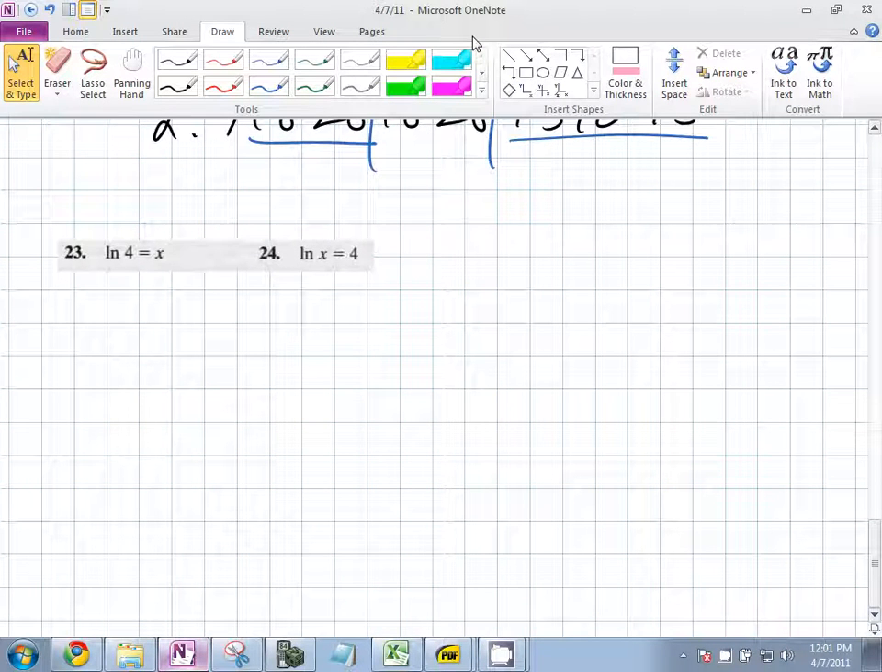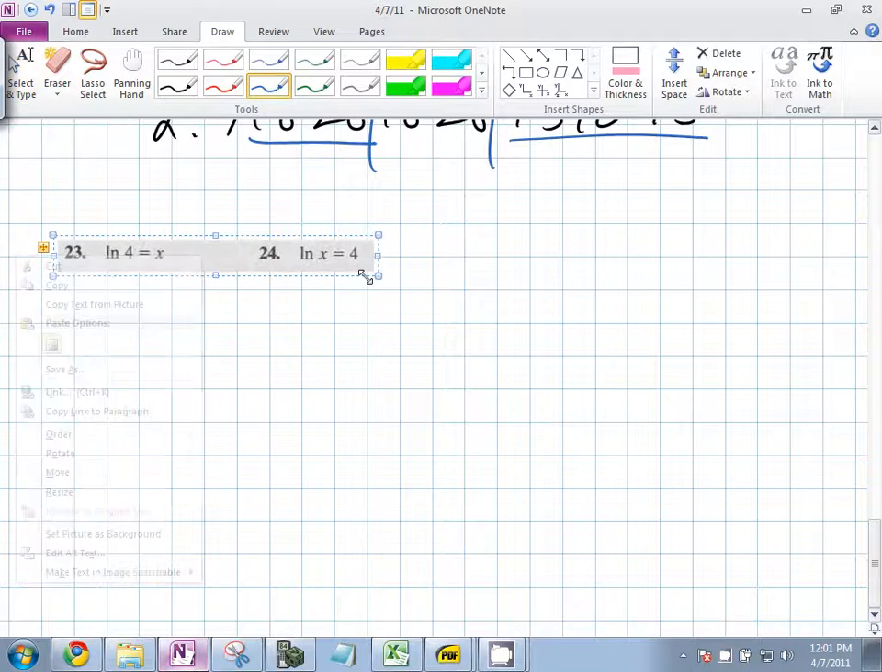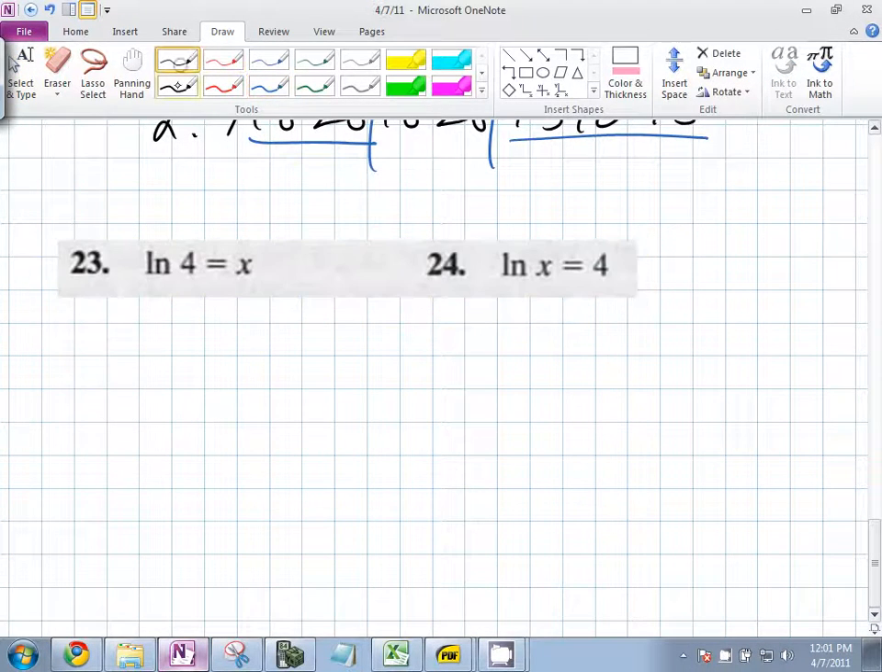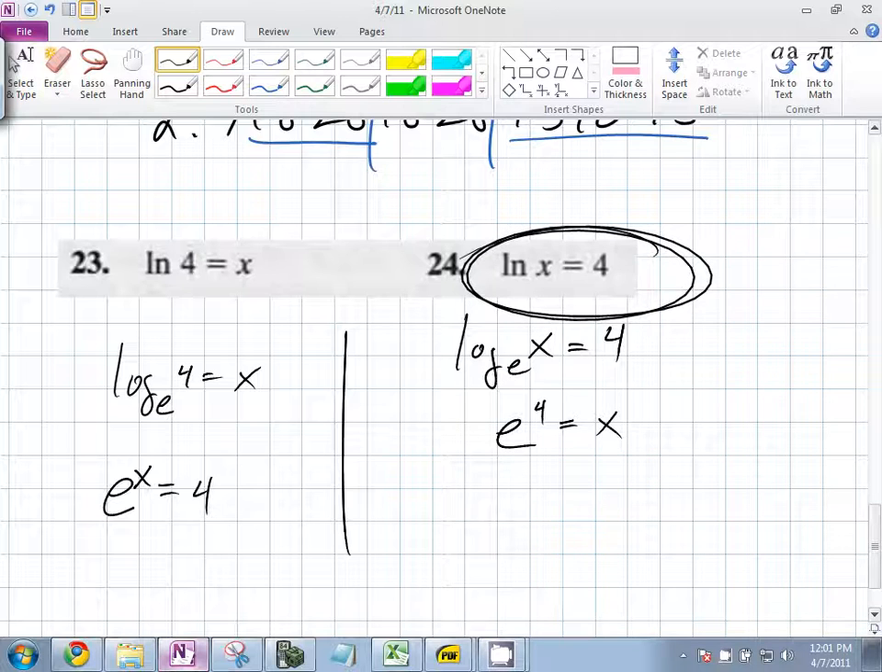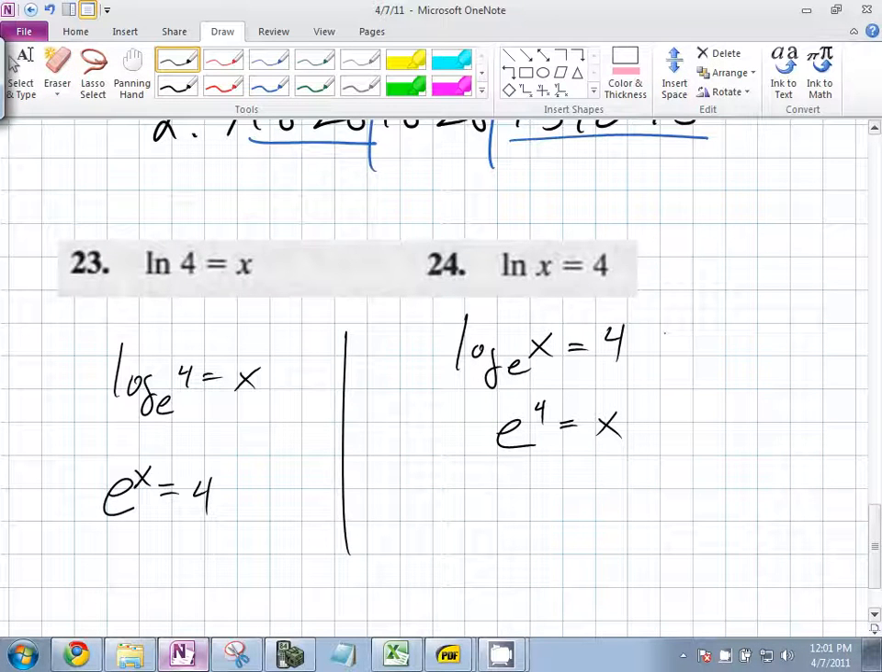You end up with two simple log problems. So you end up with log base e of 4 is equal to x. In exponential form, that would be e to the x equals 4. And then this would be log base e of x equals 4, so e to the 4. If you wanted to solve for x, you just solve for x. The last step that you're going to see frequently is going from logarithmic to exponential form or vice versa.